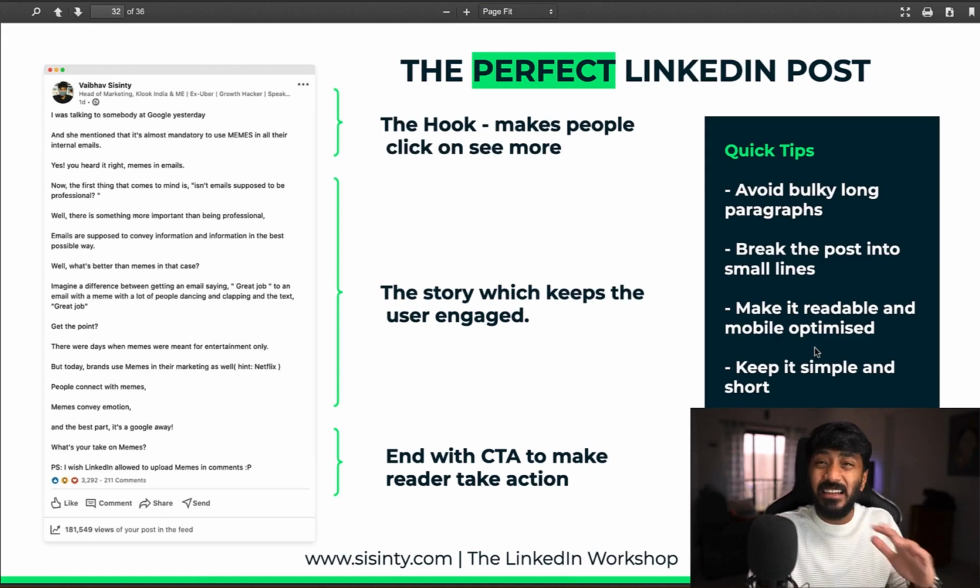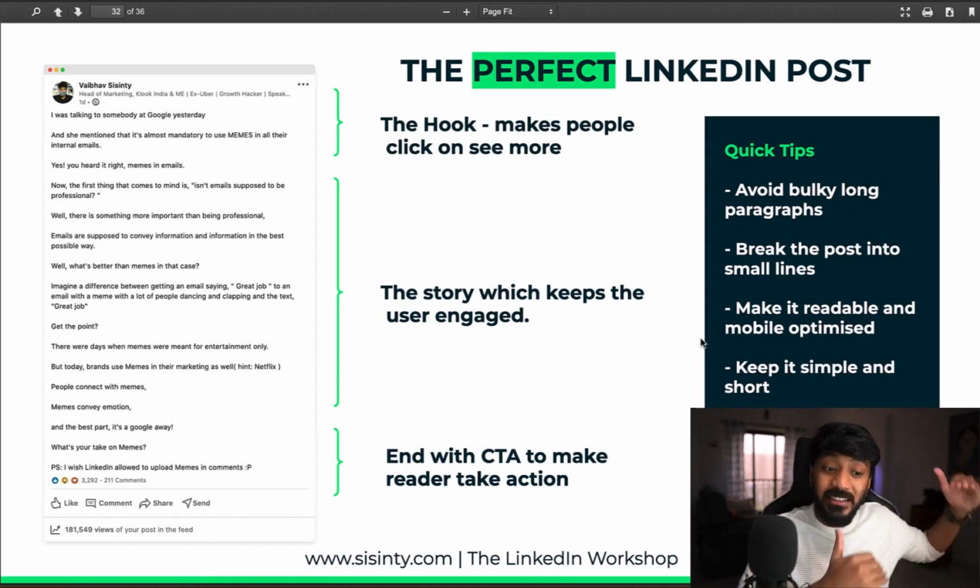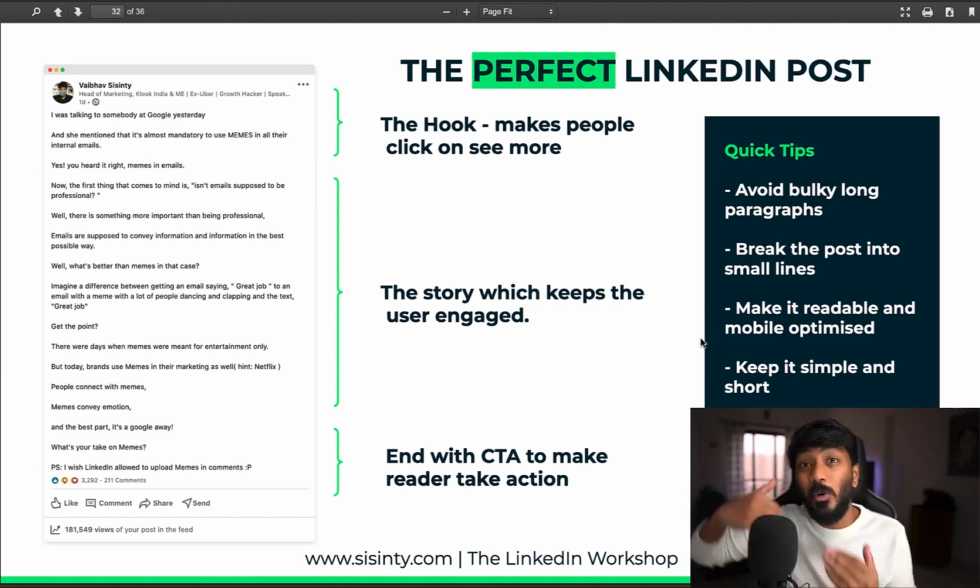And then keep it simple and short. What do I mean by short? Should I write 3-4 lines? Not really, right? Write only that much that is needed. All right. Don't try to stretch it like a chewing gum. There are 1,300 characters that LinkedIn allows you to write a post with, and you don't have to use all of them, to be very frank, right? Write the perfect post. It has to be as long as it needs to be. And also you can use 3 to 4 hashtags towards the end of the post.